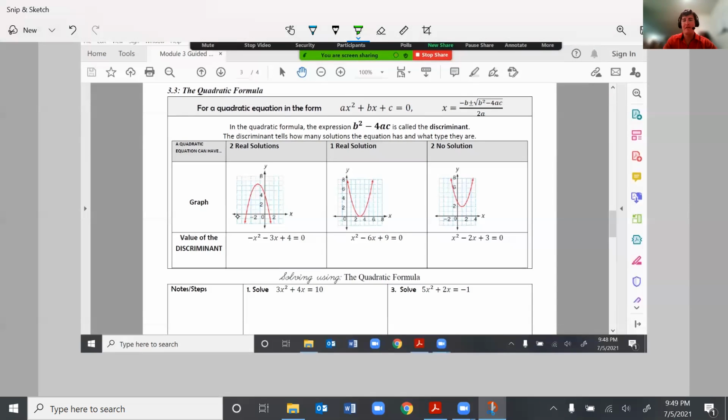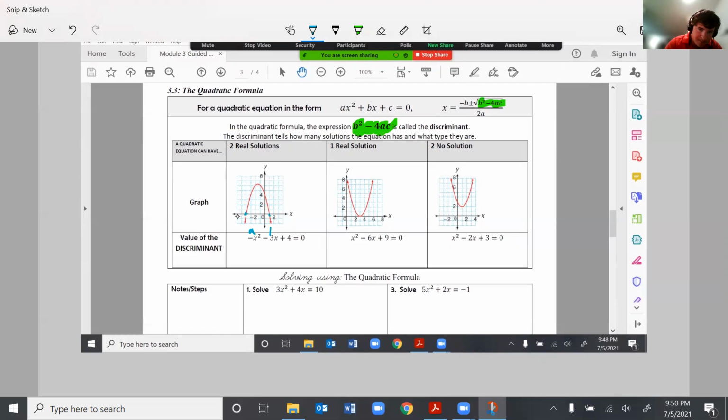In the quadratic formula, if you notice under the square root here, just the b squared minus 4ac, we call it the discriminant. The discriminant tells us how many solutions the equation has and what type they are. We're not talking about the types at all in this class, but as you get higher in your math career, there'll be different types of equations. So the first one has two real solutions. You see the graph crosses twice, once there for the x-intercepts.